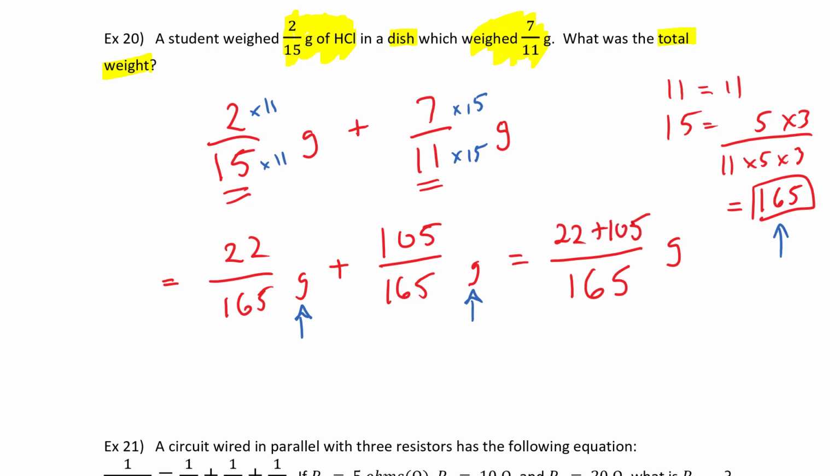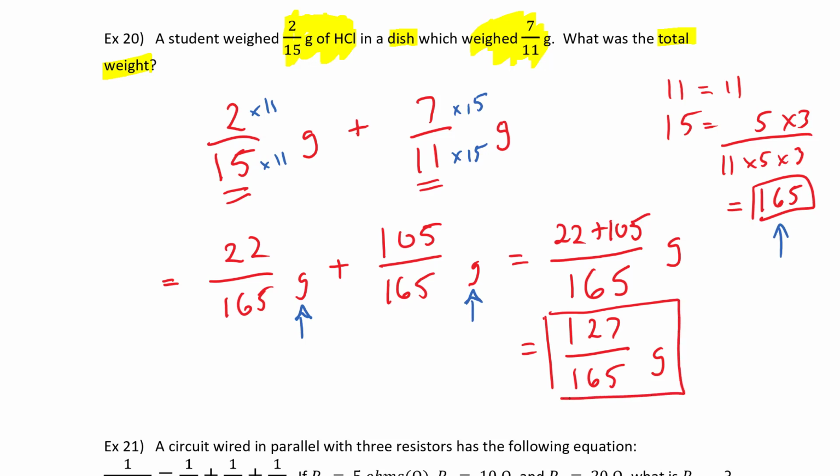Again, you can skip this step. I just want to show you exactly what we're doing. 22 plus 105, 127 over 165 grams. Now ask yourself, can that be simplified any further? Is there a common number between 127 and 165? There is not. That is the final answer.